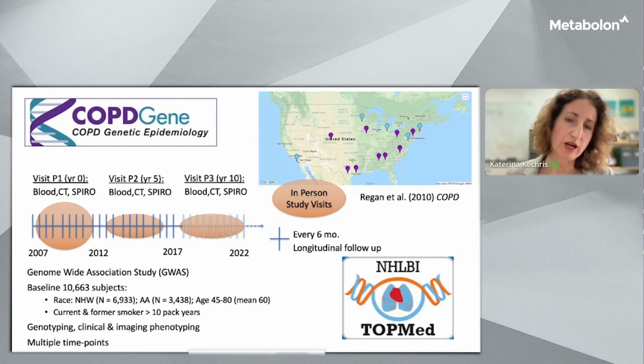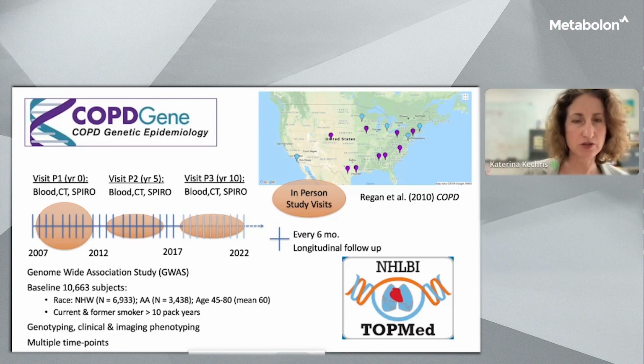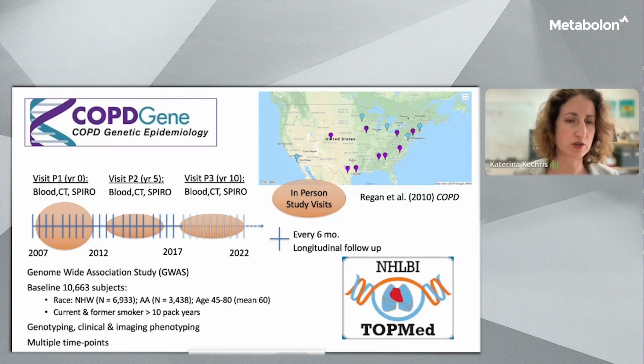Some of the other demographics, like I said, this is a disease of aging. So these tend to be older individuals. At baseline, it was between 45 and 80 with a mean of 60. And because smoking was the primary exposure, at least definitely in the US, these were all individuals who had a history of smoking, at least 10 pack years, and either were current or former smokers. And there's a small set of a few hundred non-smokers that were used as controls.